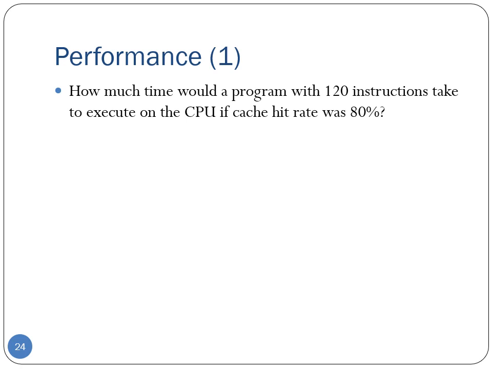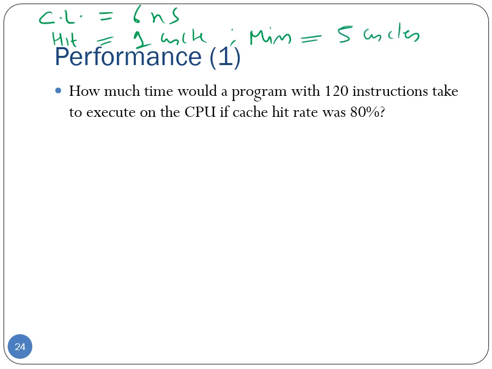So let's start working on the first part. We know that the cycle length is 6 nanoseconds, and on a cache hit, the instruction takes 1 cycle to execute. However, if it is a miss, then the instruction takes 5 cycles to execute. These are the key points.